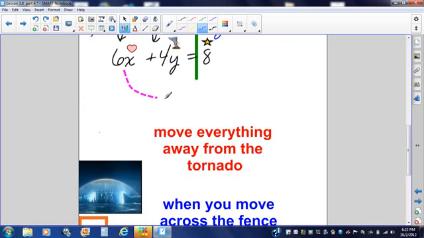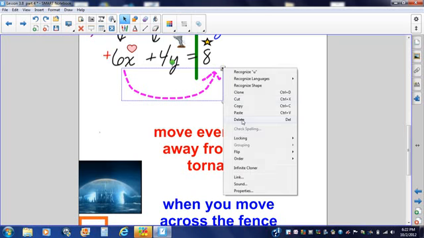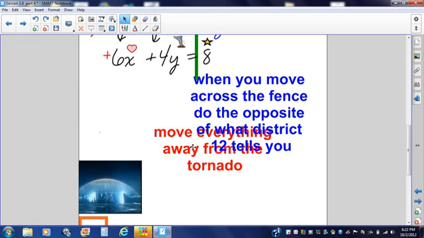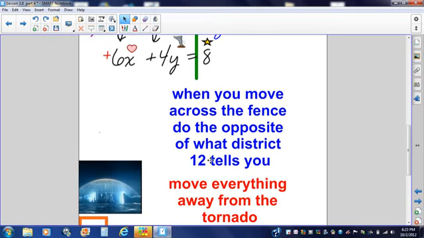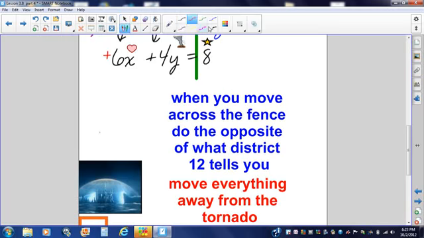Now, I'm going to move everything away from the tornado. So I'm going to move the 6x over to this side because if I don't, they are dead meat. Remember that he is a SPY for the positives. When I go across the line, I'm going to do the opposite. The opposite of what district tells me is to subtract 6x. These will cancel each other.